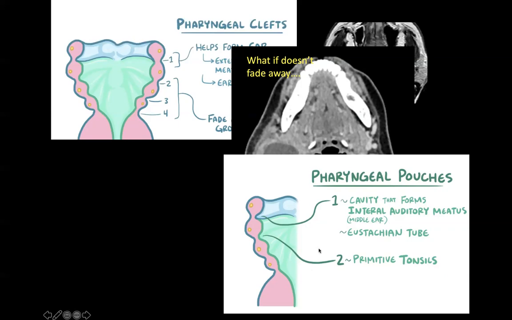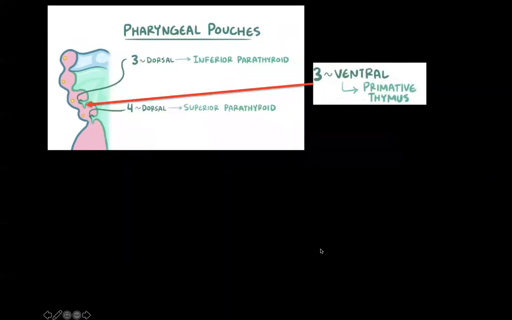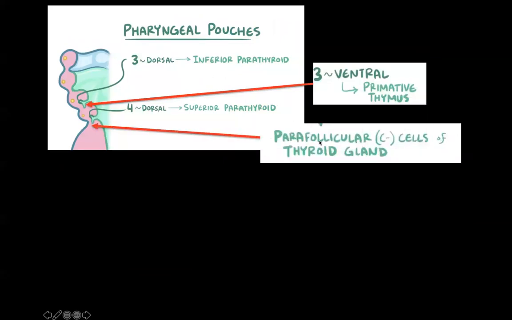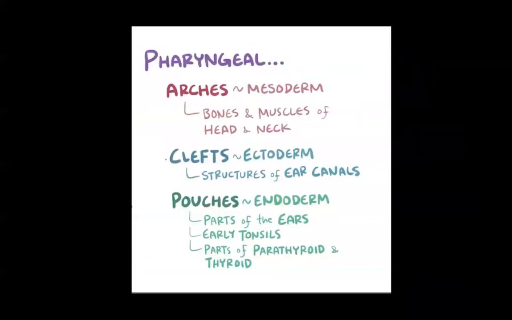The second pharyngeal pouch develops the tonsil, and the third and fourth pouches have dorsal and ventral areas. The dorsal areas develop the parathyroid, the ventral areas the thymus and parafollicular thyroid gland. What does it mean? The only thing you need to remember related to the third and fourth pouches is that they participate in calcium regulation.